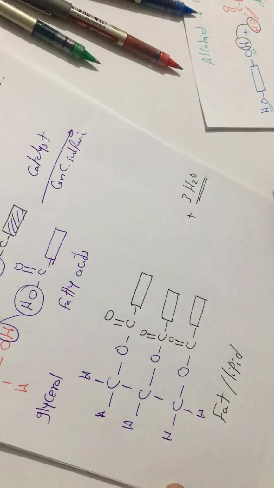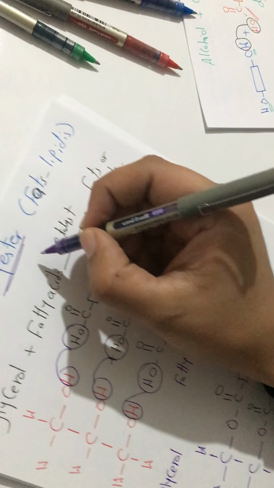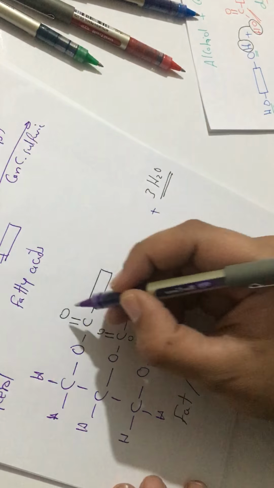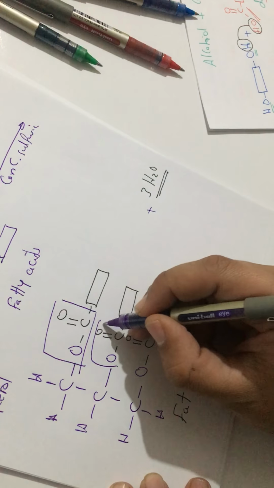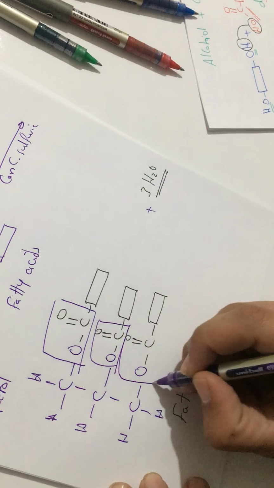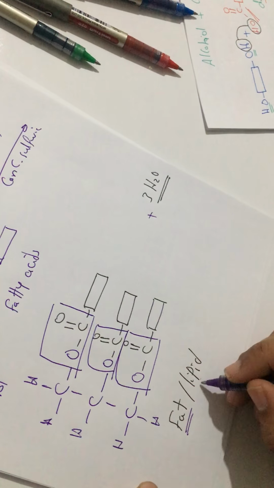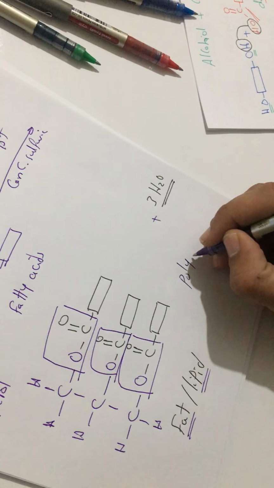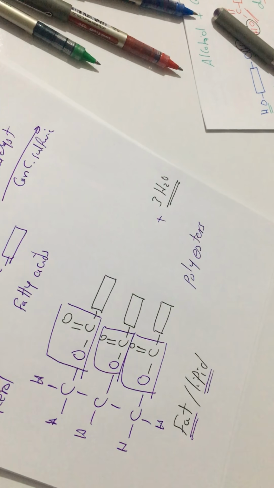Why did we call these natural polyesters? Why did we say that these compounds are natural polyesters? Because we have here 3 ester linkages. So these fats and lipids are kinds of polyesters. All right.